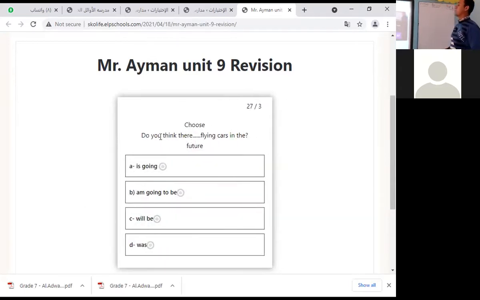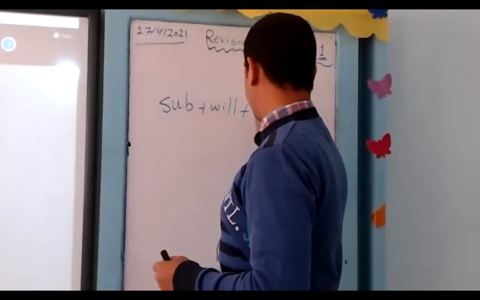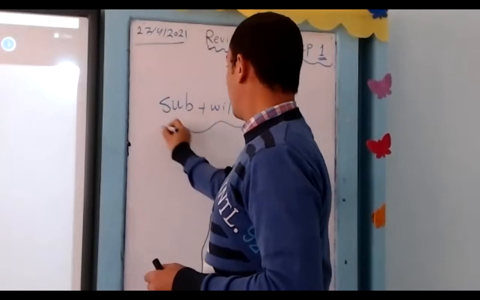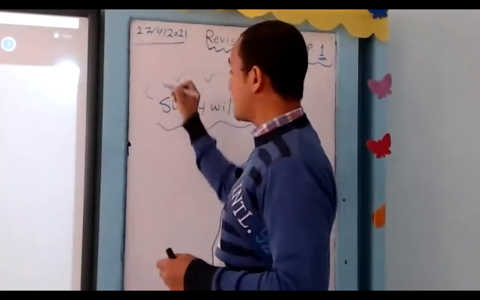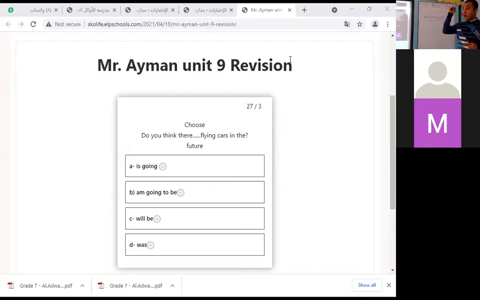Number three, do you think there will be flying cars in the future? Okay, this sentence is about the future. As we said before, in the future we start with what? With subject, then will, plus infinitive. When we are talking about a quick decision, in the uses of the future, will plus infinitive is for a quick decision. It's hot, I will open the window.